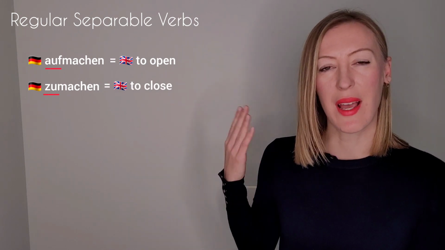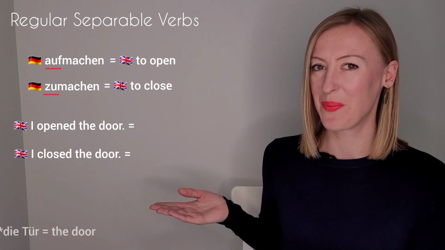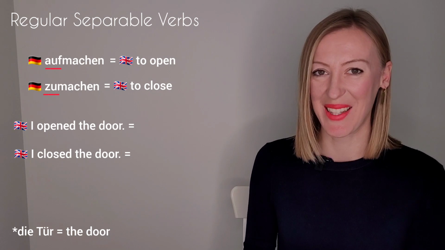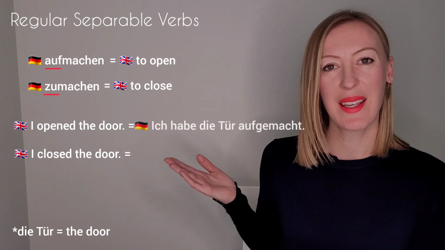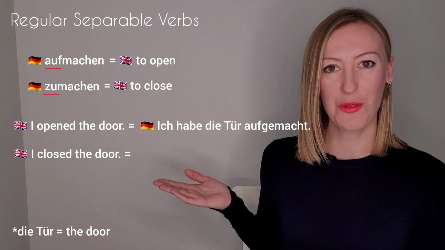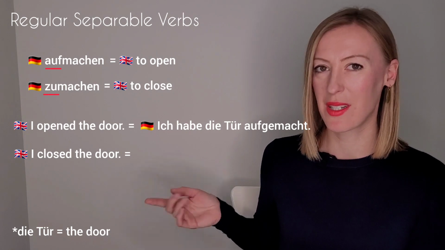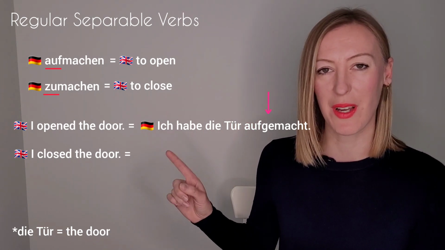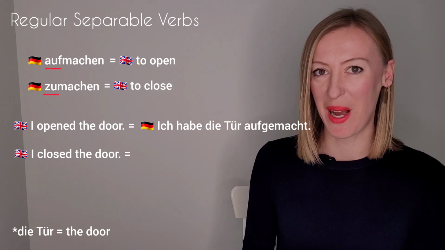So how would you say, I opened the door and I closed the door? Pause the video and have a go, and then we'll look at the answers together. So, aufmachen, to open. Ich habe die Tür aufgemacht. That ge goes in between the prefix auf and the main verb machen. Sehr gut.